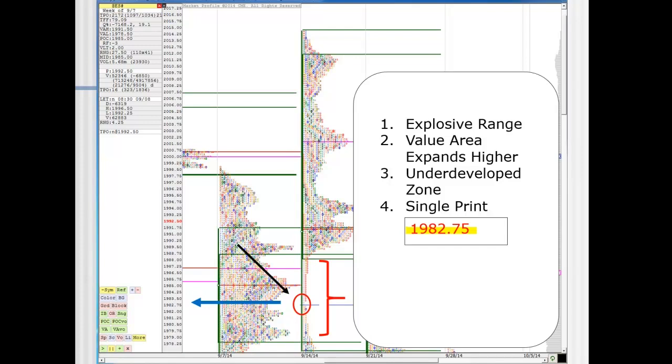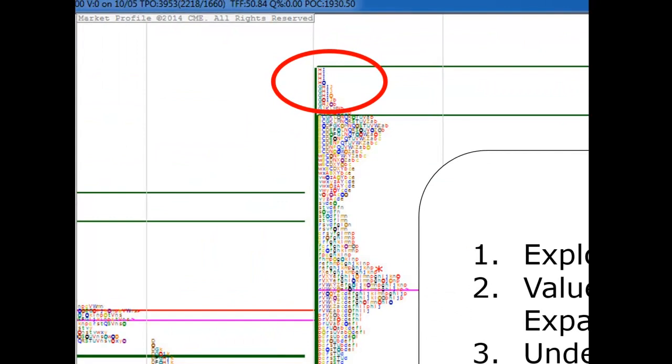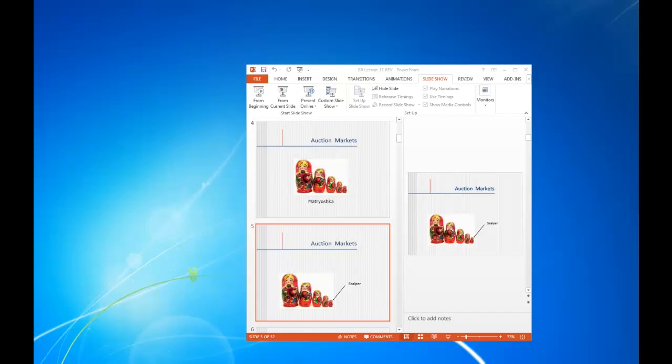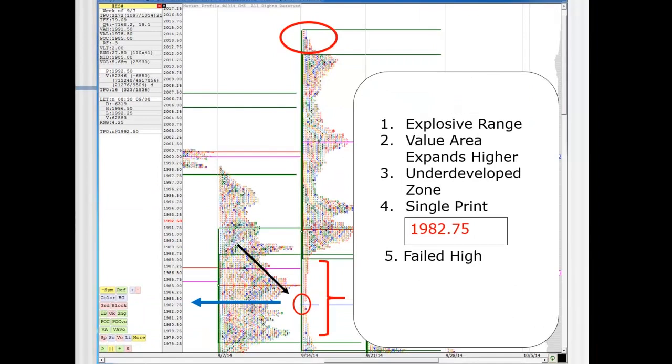Next, the item that I want to highlight for you is the failed high. Take a look at what happened at the top of the range. Here, let me focus on it and show you. Notice how we've come to the high and we've tested the high twice, and both times we failed.